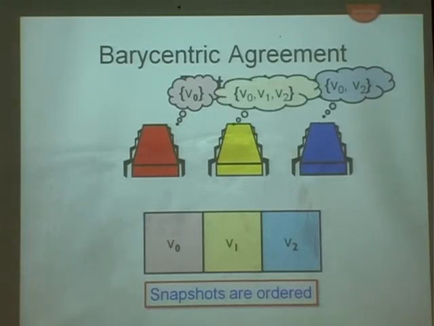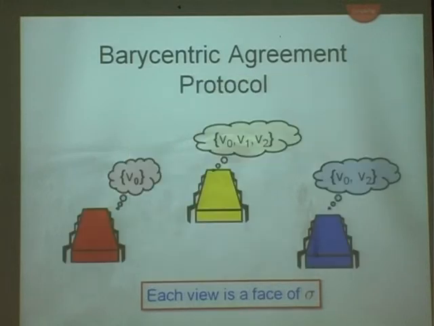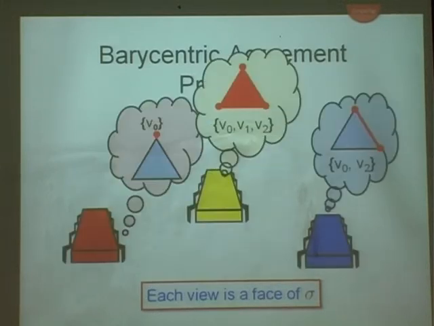And so here, what happens is everybody sees a set of vertexes. But these vertexes that they see are actually a face of the input simplex, because each vertex is somebody's input. The inputs have to lie on a simplex. So red sees this vertex, blue sees this edge, and yellow sees this triangle. And the idea here is that they're ordered. So this is contained in this is contained in that.